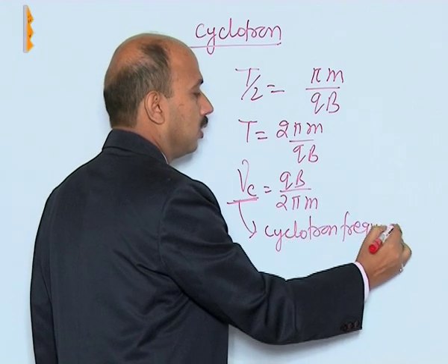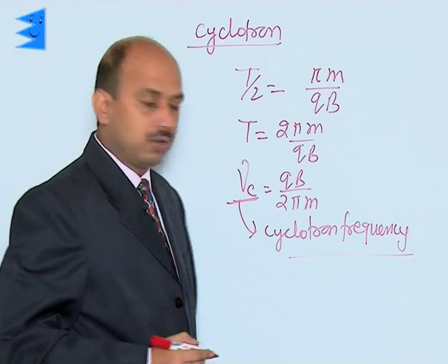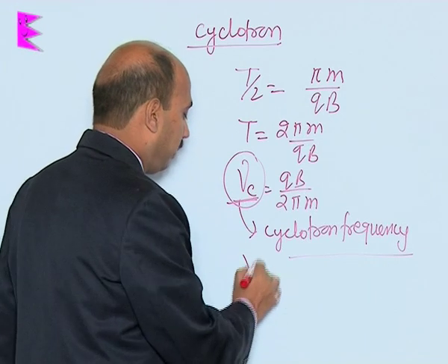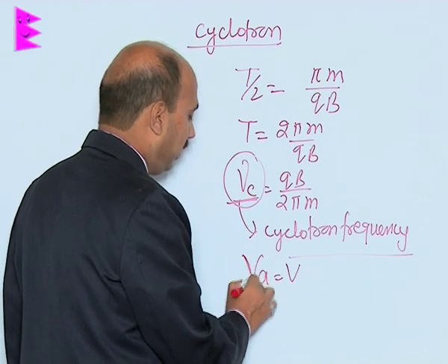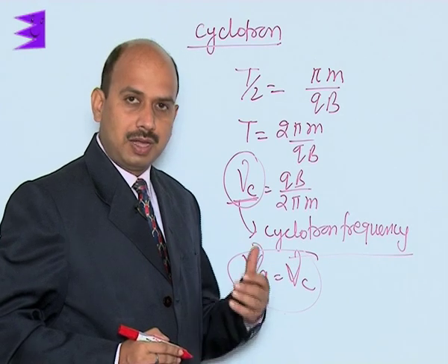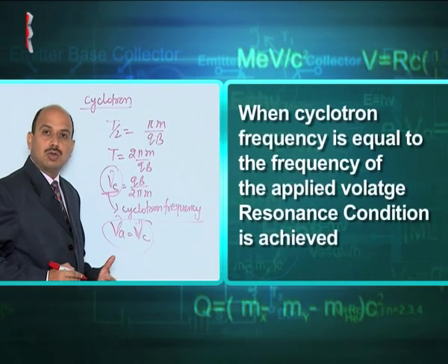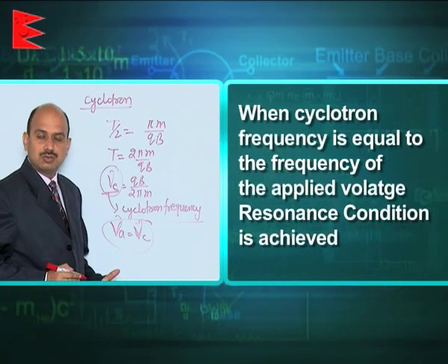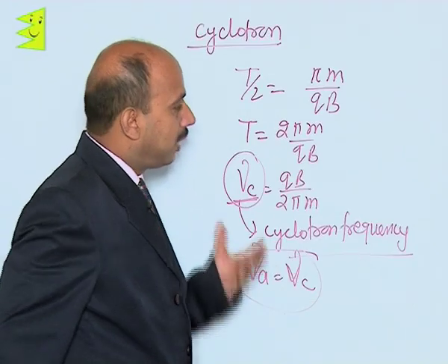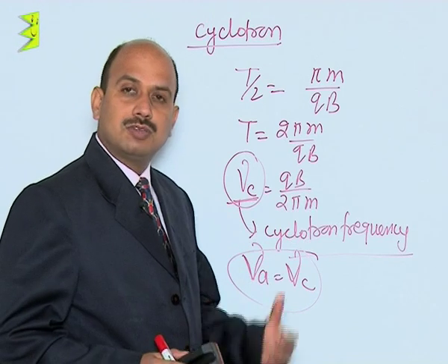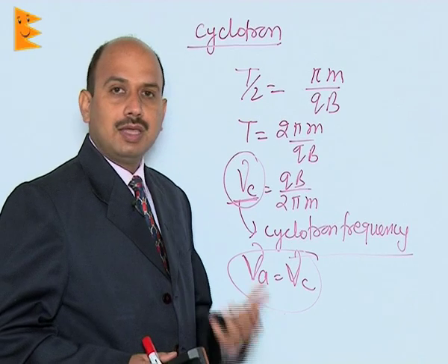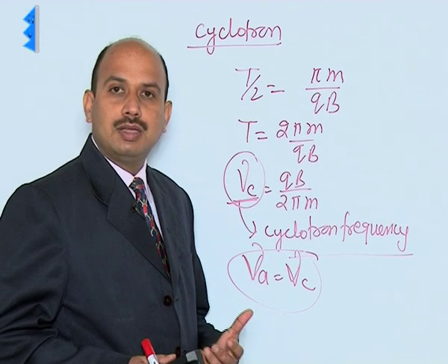When this cyclotron frequency is equal to the frequency of the applied voltage, so we can write nu A is equal to nu C, that is the cyclotron frequency is equal to the frequency of the applied voltage, then we call the cyclotron is in the resonance condition. So that is the condition of resonance. And also, when the charged particle is moving in the circular path and its speed keeps on increasing, that means kinetic energy keeps on increasing. Then we can also calculate its kinetic energy by calculating its speed.